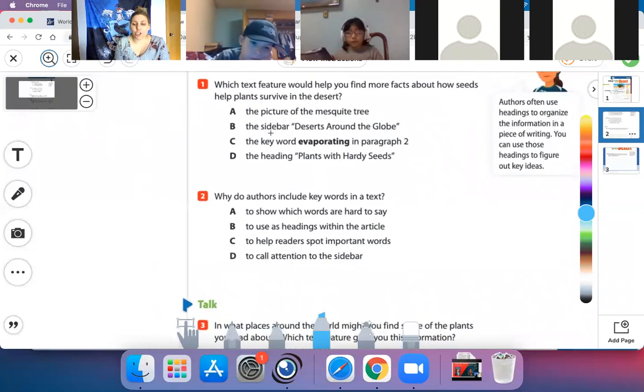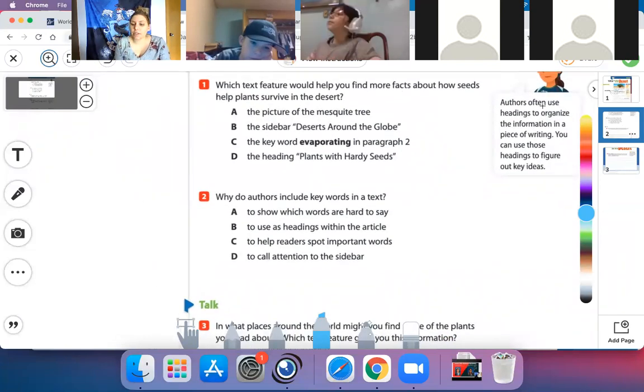So on page 2, it says, authors often use headings to organize the information in a piece of writing. You can use those headings to figure out key ideas. So remember when we were talking about main idea and key details? Each of these headings is a key detail or a key idea.